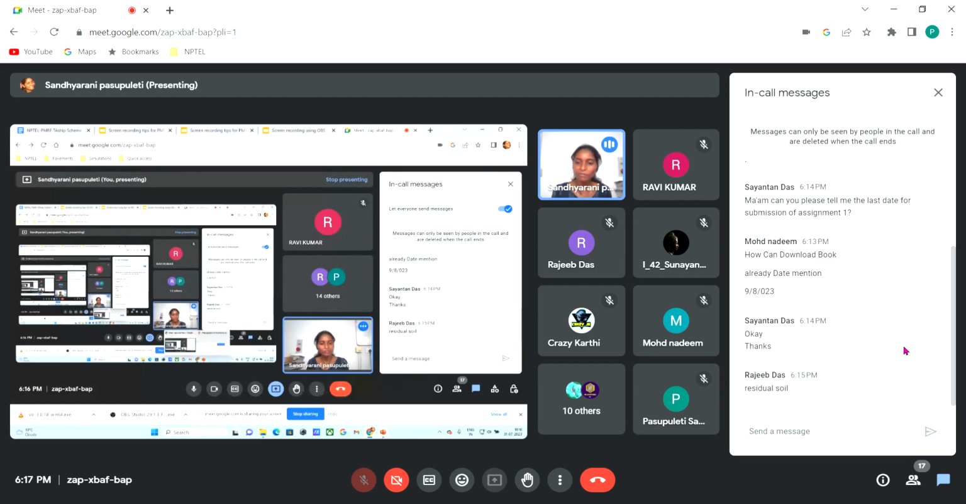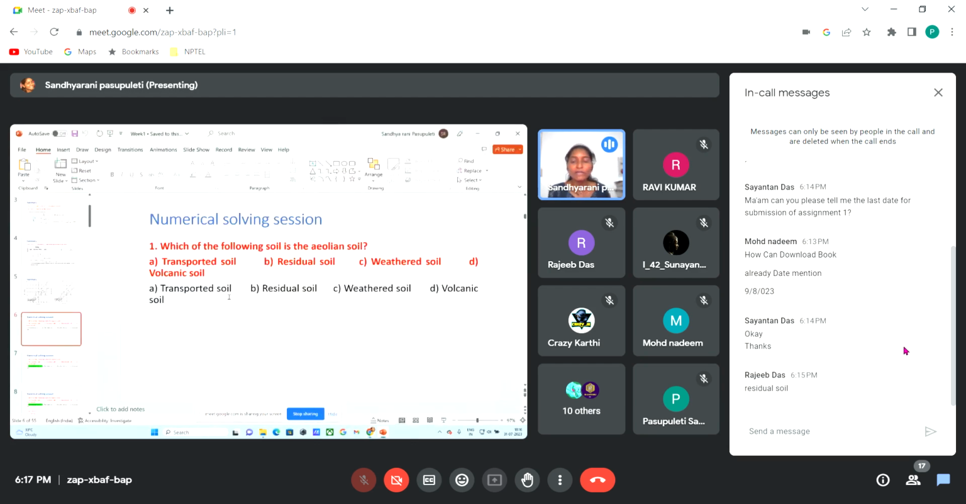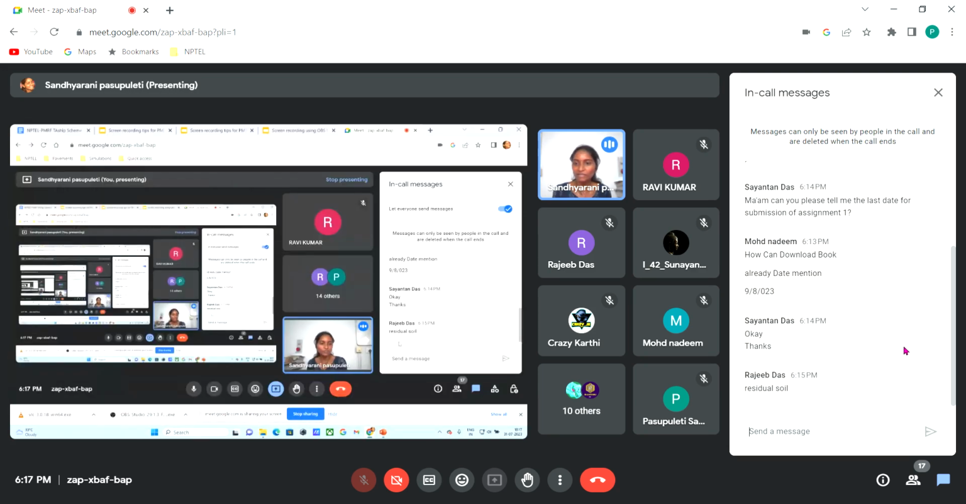So here my question is, aeolian soil is which type of soil? If we know the meaning of aeolian, then we'll understand. Is there any other answer from participants other than residual soils?